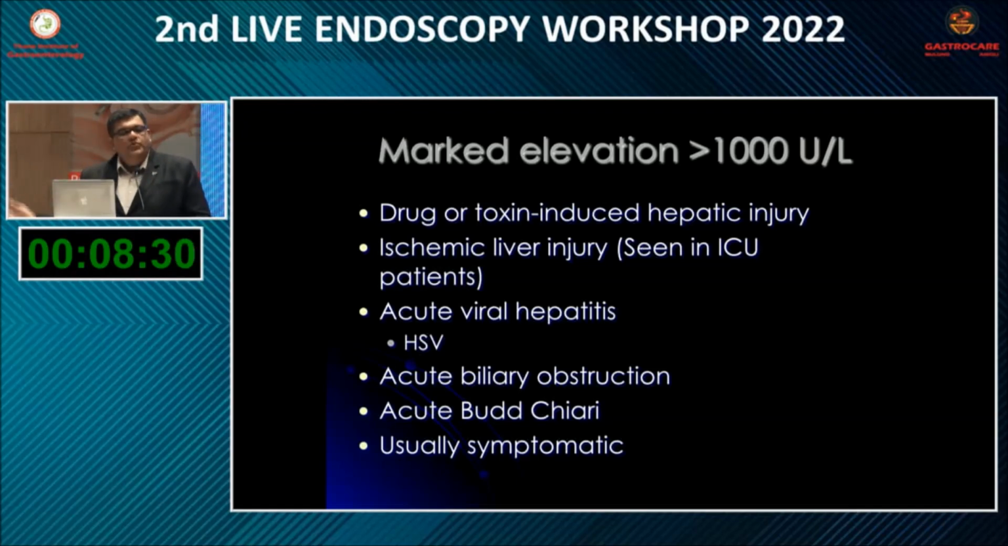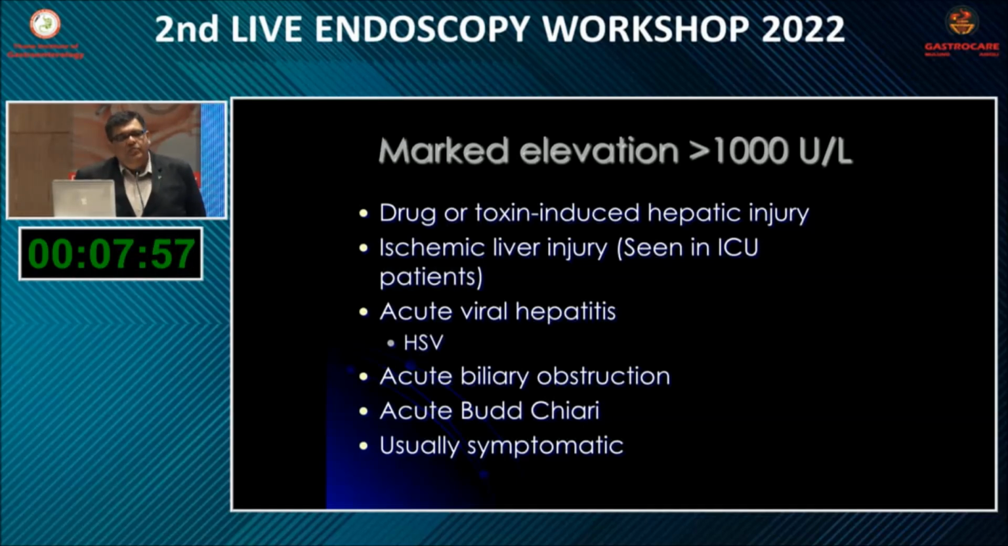Transaminases more than 1,000. What do you think of? The first and foremost is acute viral hepatitis. That is hepatitis A, B, or E. Any of these three can cause SGOT-SGPT to be more than 1,000. But if you have a patient whose SGOT-SGPT is 8,000 or 10,000, bilirubin is only 2 or 3, this patient is herpes simplex hepatitis unless proven otherwise. In these patients, don't even wait for the reports of HSV to come.